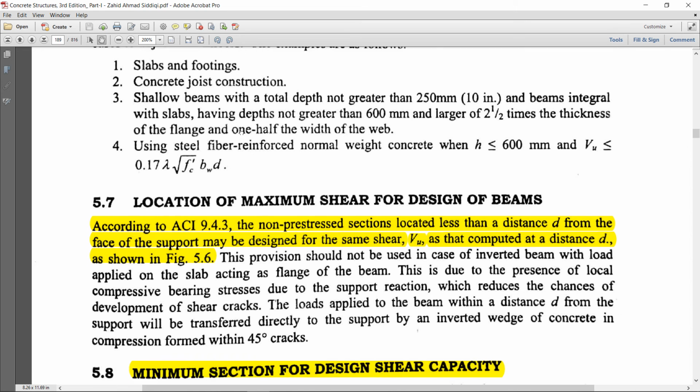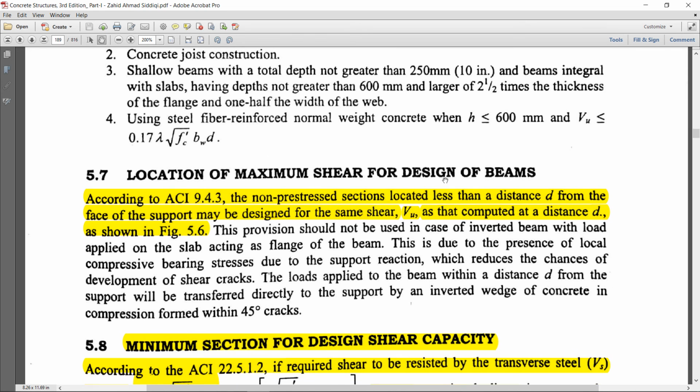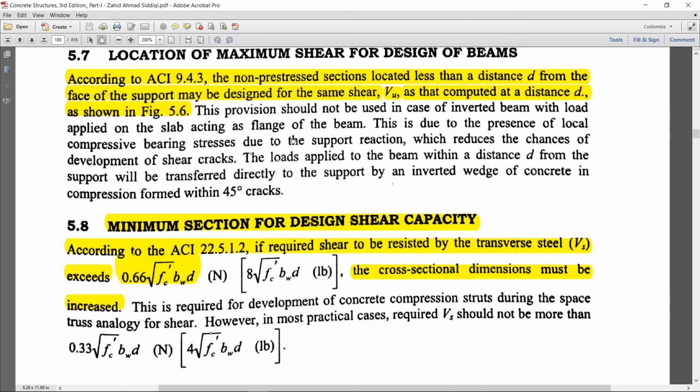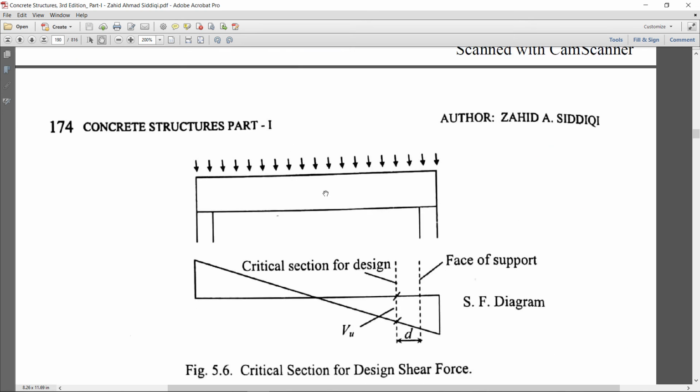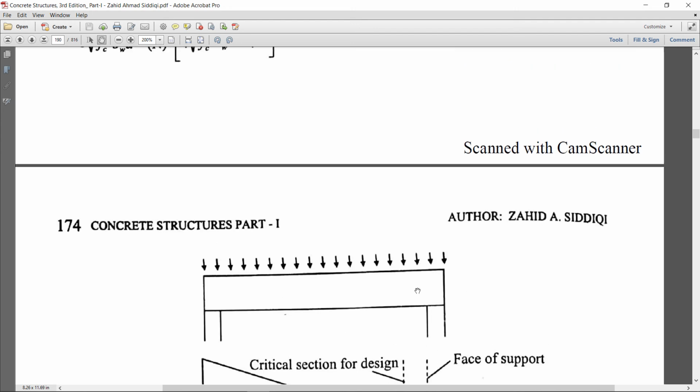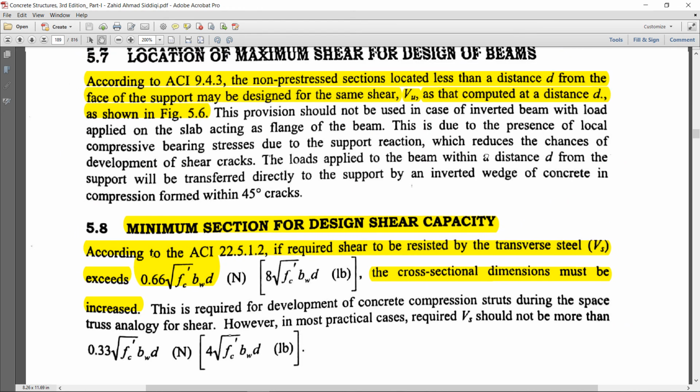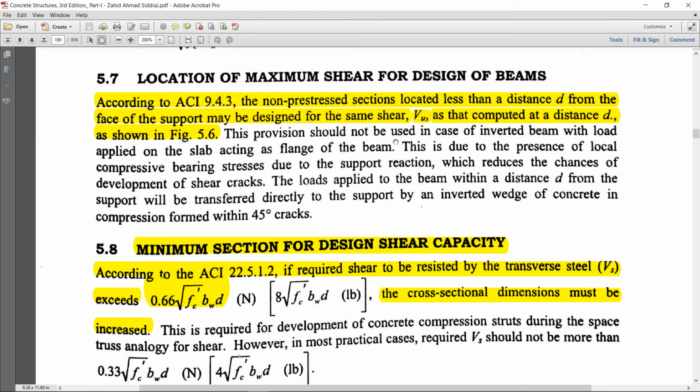Location of maximum shear for design: first of all I will show the figure. Here is the beam, here is the shear force diagram. We calculate the applied shear at the distance d, the effective depth distance d, and then we go further for the design against the shear. So that is the location, discussed here, at a distance d, where d is the effective depth of the section.